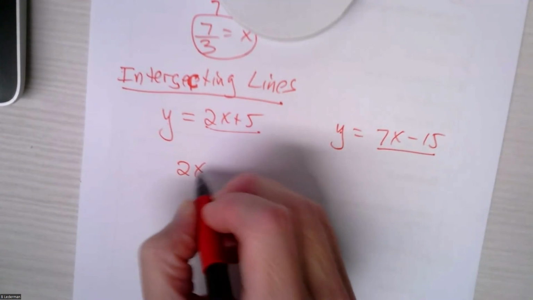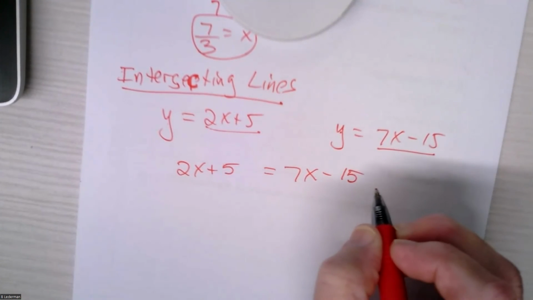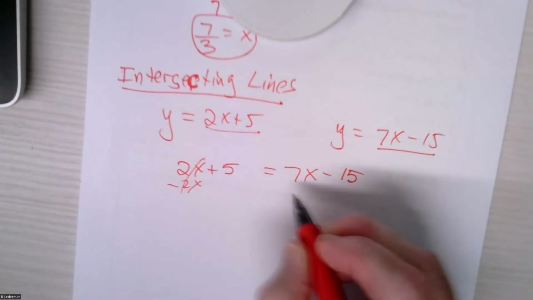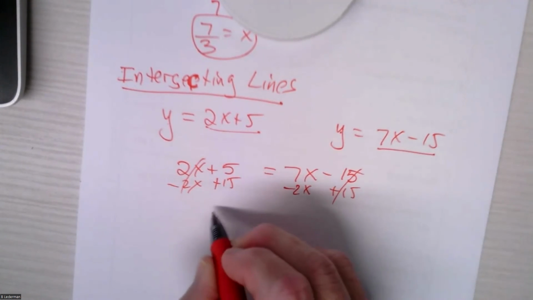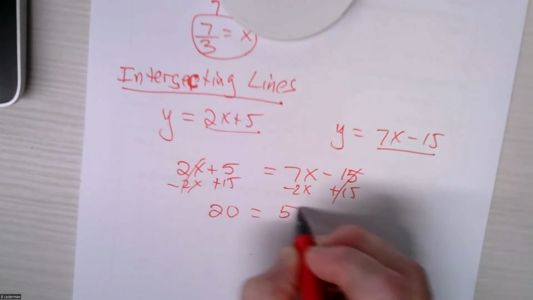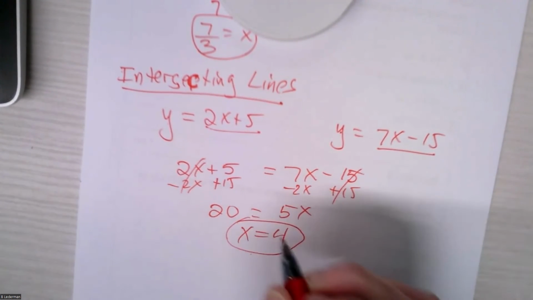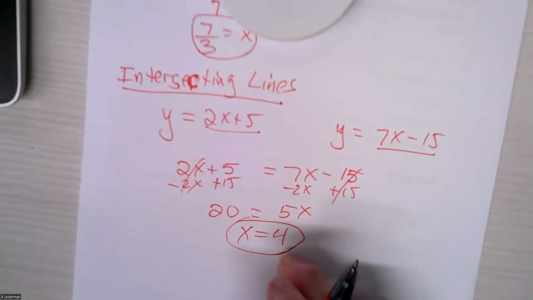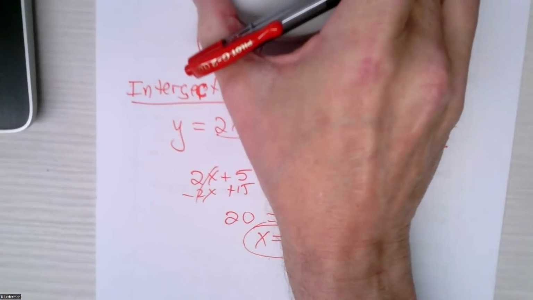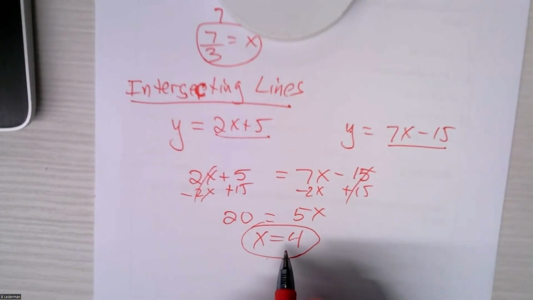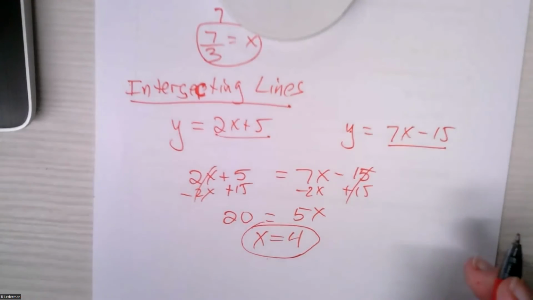Anyway, I'm going to set them equal to each other. 2x plus 5. I'm going to set that equal to 7x minus 15. I'm going to subtract 2x. I'm going to add 15. I get 20 equals 5x, and therefore x equals 4. Now, I want a point of intersection. That's just an x value, and this is not a point. So I have to take x equals 4 and plug it into either equation and solve for y. Now I'm going to plug it into both equations because that's a way of checking your answer.